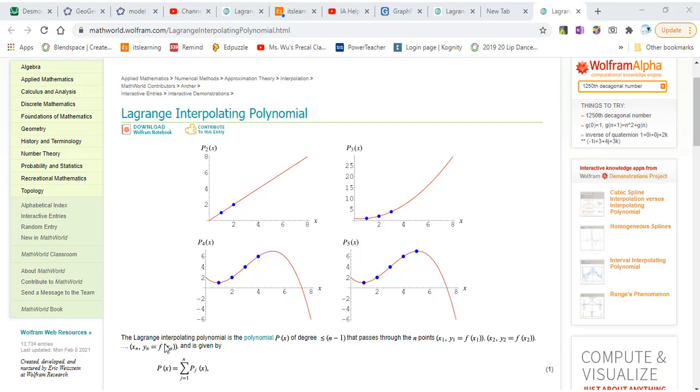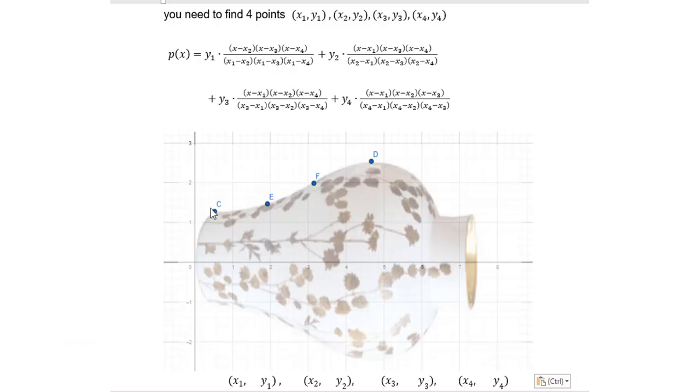If you want to use Lagrange interpolating polynomial, you will use n points for the polynomial of n minus 1 degree, which means we will use 2 points for a linear function, 3 points for a quadratic function, 4 points for a cubic function, and so on. In this video, I will show you how to use these 4 points to model a cubic function.